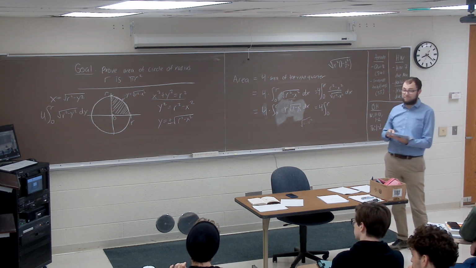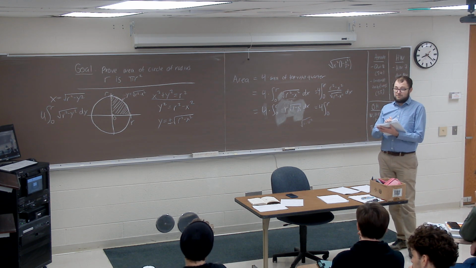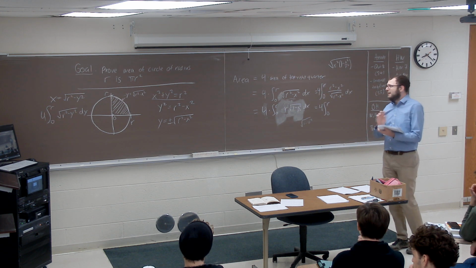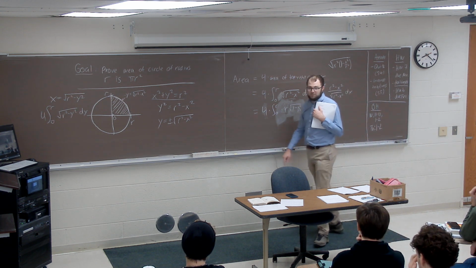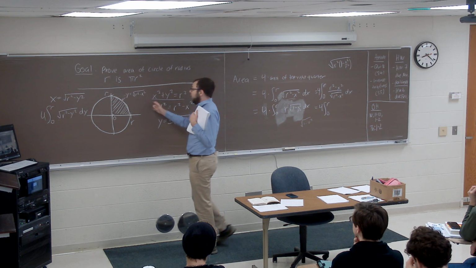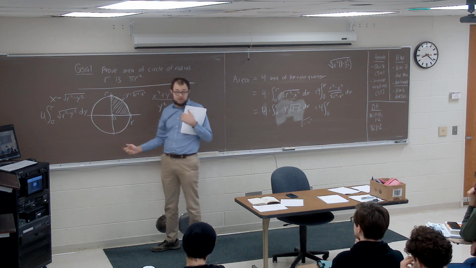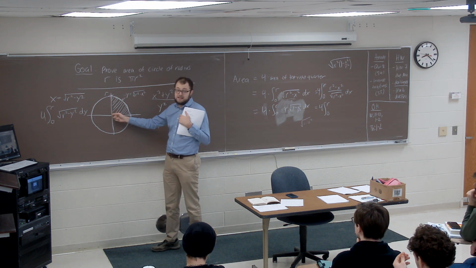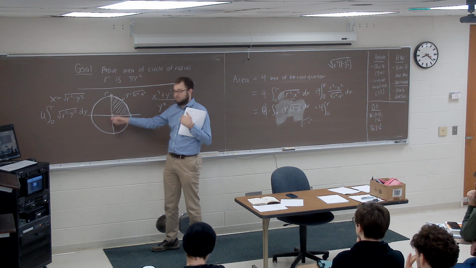Yes, Mary? Could you repeat why x squared plus y squared equals r squared? That's just the general formula for a circle. That's the set of all points in the xy plane whose distance from the origin is equal to r.